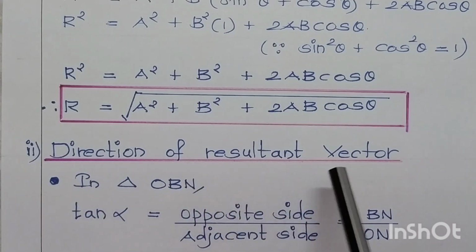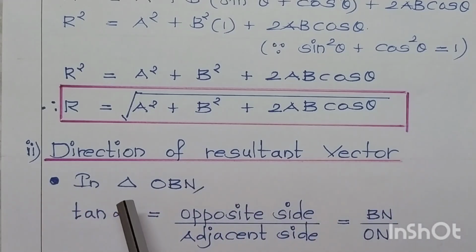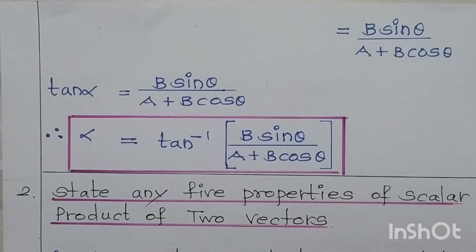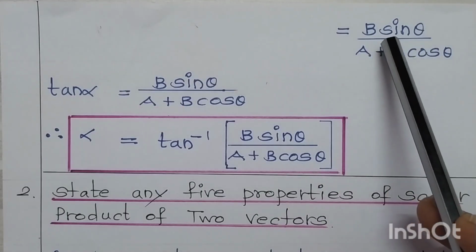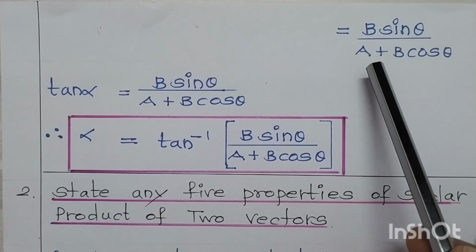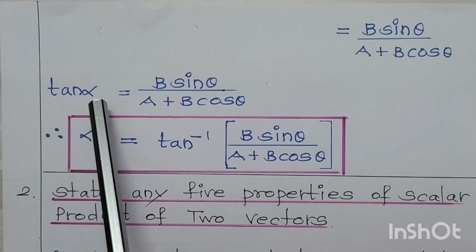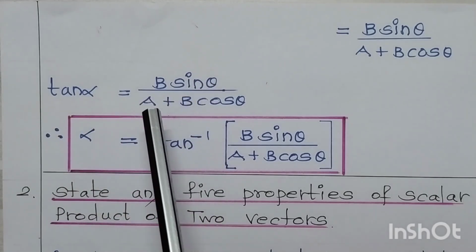Now, direction of resultant vector. Again the same, the larger triangle we take. In triangle OBN, tan alpha we take. Opposite side by adjacent side, which is equal to BN by ON, which is equal to BN by, how to write ON? OA plus AN. Now let us substitute the value for BN, which is equal to B sin theta, divided by OA is equal to A plus, what is AN? B cos theta.